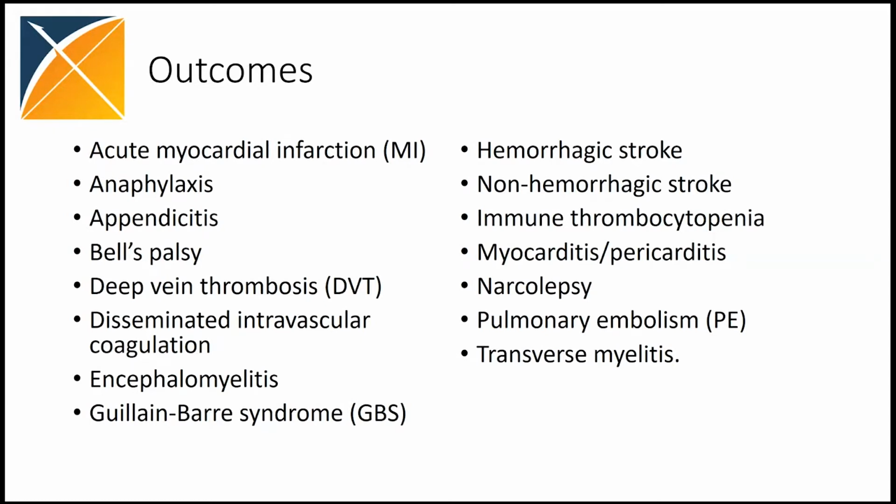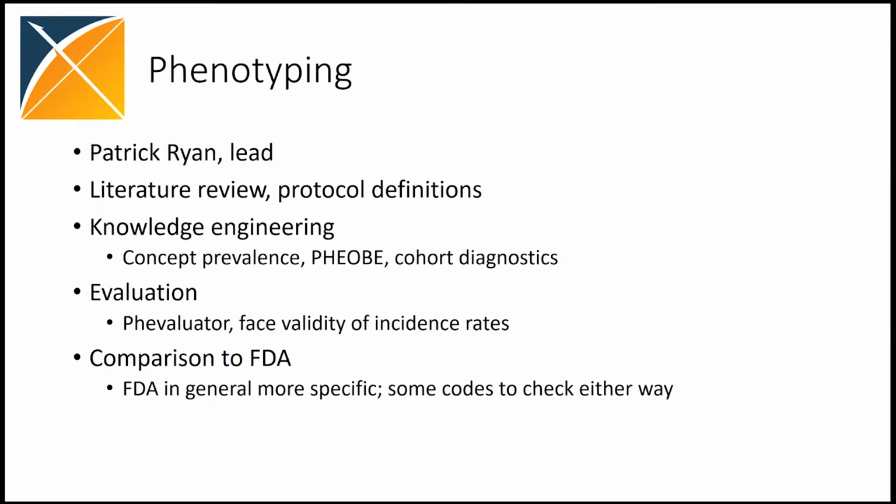The outcomes we're looking at as part of the FDA: myocardial infarction, anaphylaxis, appendicitis, Bell's palsy, DVT, DIC, encephalomyelitis, Guillain-Barré, 2 kinds of stroke, thrombocytopenia, myocarditis, narcolepsy, PE, and transverse myelitis. And so we'll be talking about some of the outcomes that we see with those things in a moment. So the first thing we're going to do is phenotype.